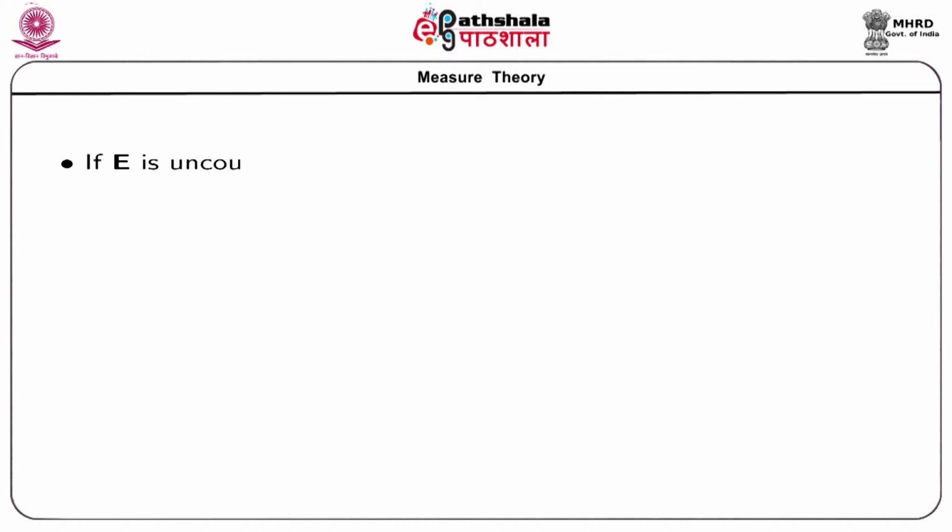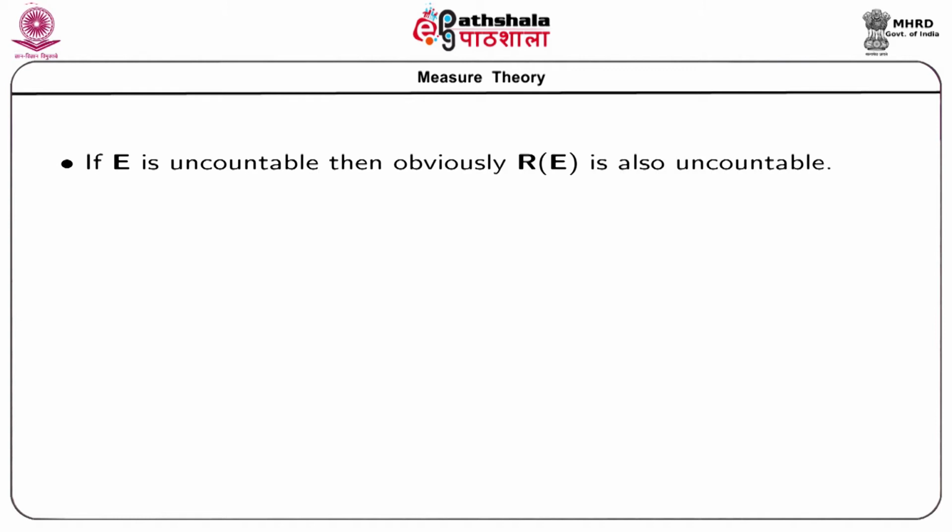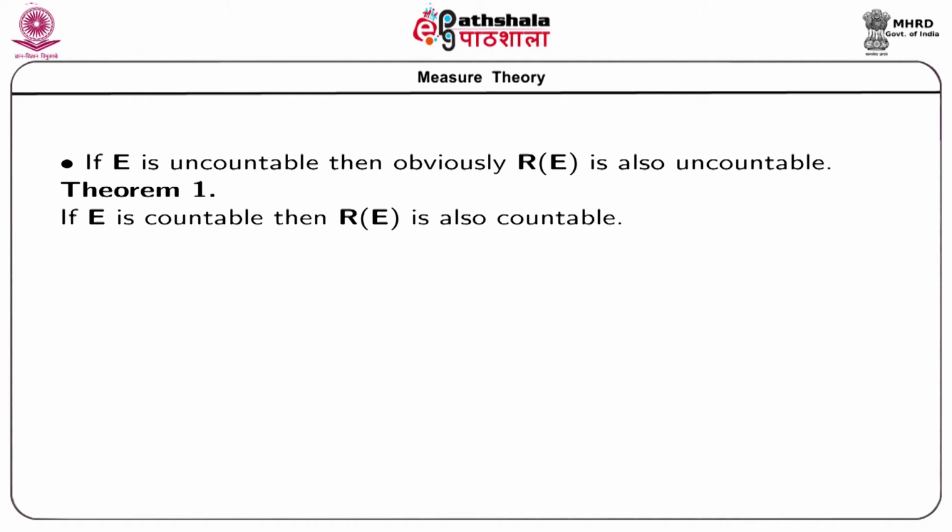Now, we consider the cardinality of the class R E. First, it is a very easy observation that if the original class of sets E is uncountable, then since R E already contains E, R E is also uncountable. We will prove that if the collection E is countable, then R E is also countable.